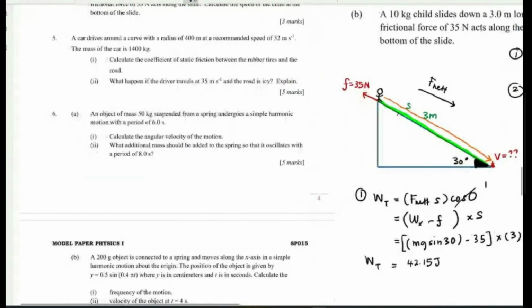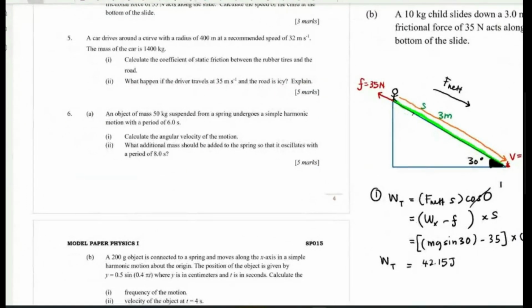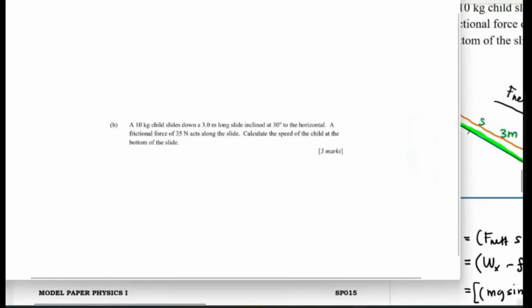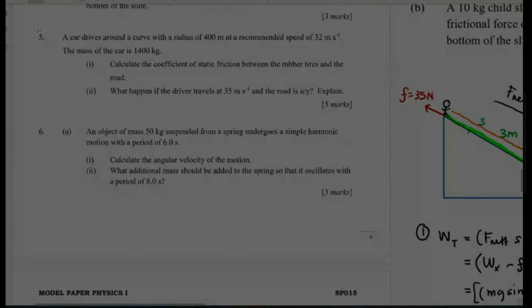Okay, good. Alright, so finish that one. Okay, kita laju lagi lah. So we can try to proceed with the next question. Question number 5 under circular motion. A car drive around a curve with a radius of 400 meter at recommended speed. Okay, means that we have a curve here, the corner. Okay, we consider this is the circular corner. So this is the center. Okay, so let's say you have a car.